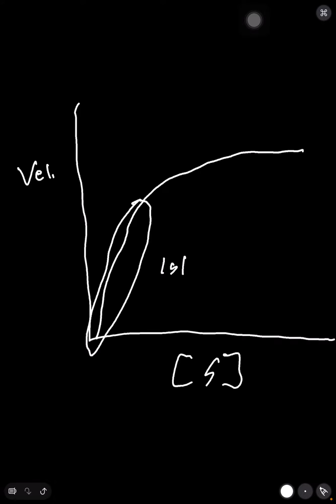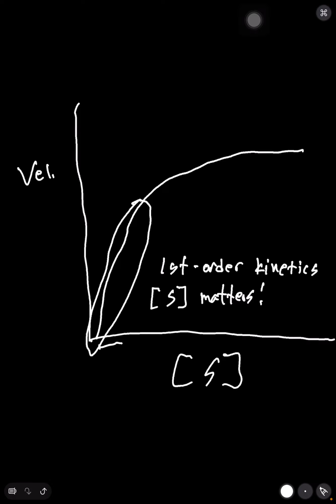This initial part where we see the really sharp rise in velocity exhibits first order kinetics. In other words, the reaction velocity is highly dependent on the concentration of substrate. Right? As that substrate increases as we go from left to right here, we see adding a little bit causes a pretty big difference.